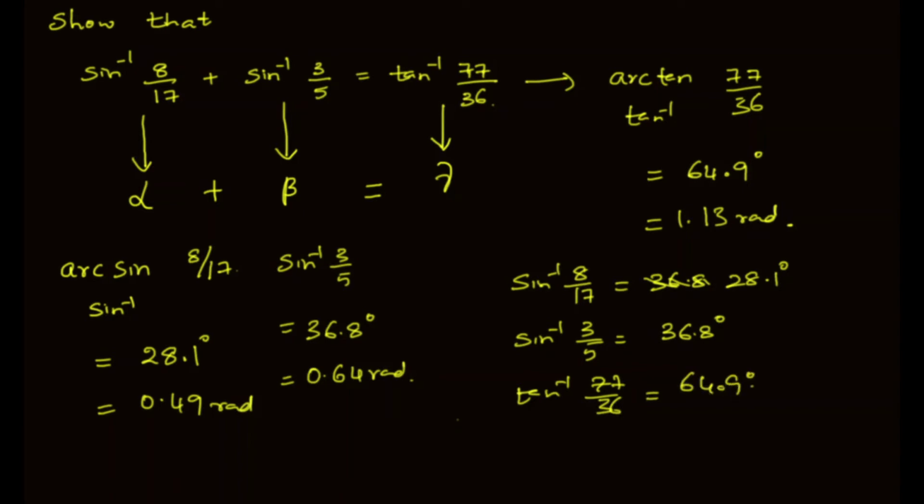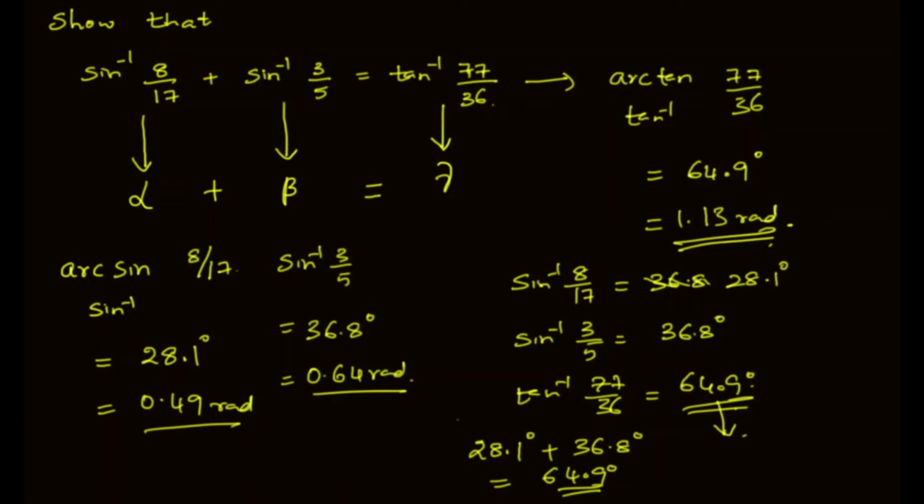And according to the equation, 28.1 degrees plus 36.8 degrees totals up to 64.9 degrees, and that is what we have on the right hand side. So the left hand side adds up to 64.9 degrees, and on the right hand side we have the exact same angle. We can check that with radians as well: 0.49 radians plus 0.64 radians should add up to 1.13 radians. So if we understand the basics behind it, we will understand how the equation is obtained, and how we can prove it would be the next step.